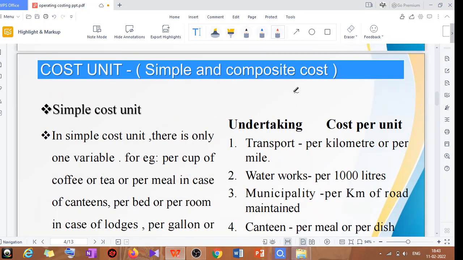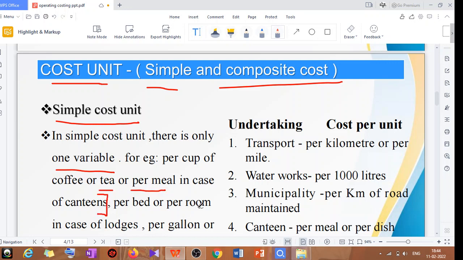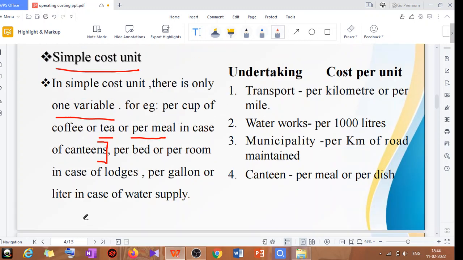Under operating costing, we should know exactly what the cost unit is. There are two types of cost units: simple cost unit and composite cost unit. So what is a simple cost unit? A simple cost unit means there is only one variable. For example, per cup of coffee or per cup of tea or per meal in the case of a canteen, then per bed or per room in the case of a lodge, and per gallon or liter in the case of a water supply.